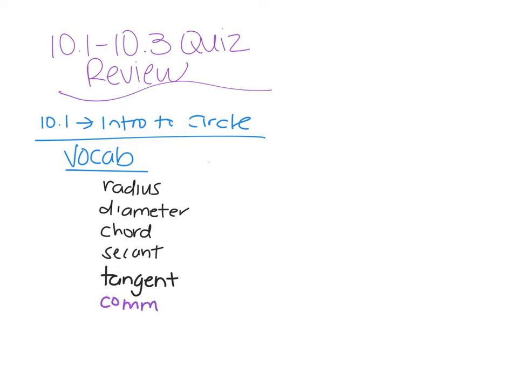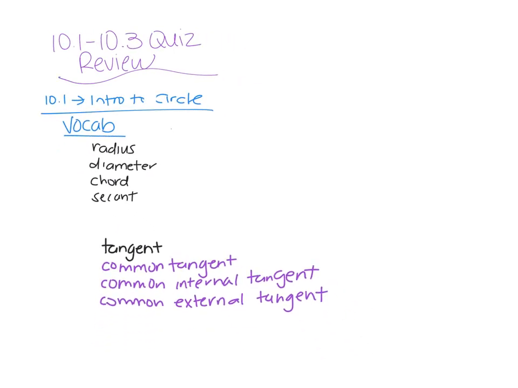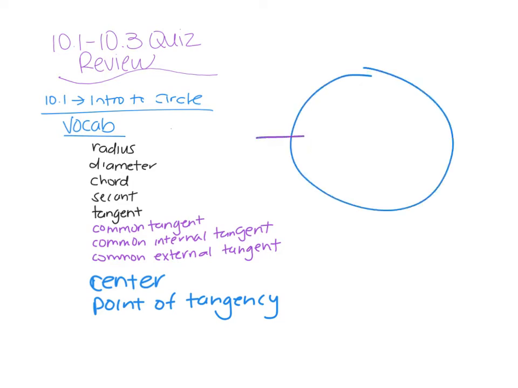a common internal tangent, well, common tangent, a common internal, common external. Obviously you should be able to identify the center, the point of tangency. I would say to make sure that you know the difference, like if I gave you a circle and something like this. If I asked you to describe what segment AB is, which of those types of parts of a circle is segment AB?